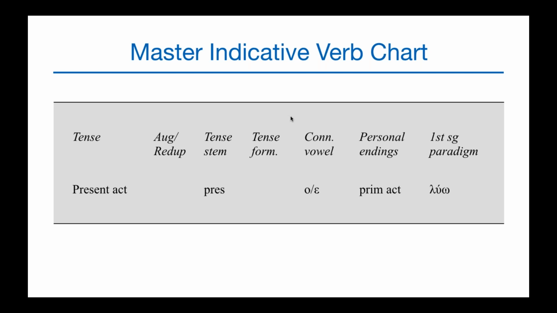Next, you're going to see the tense stem. We're going to use present tense stems. Under tense formative, there's nothing because there is no tense formative for the present active indicative. The connecting vowel is going to be either omicron or epsilon. We're going to use primary active personal endings. And the first person singular paradigm follows luo. Okay.